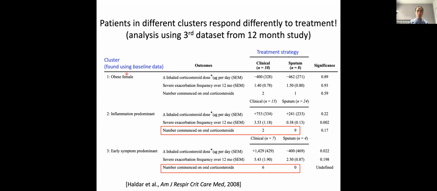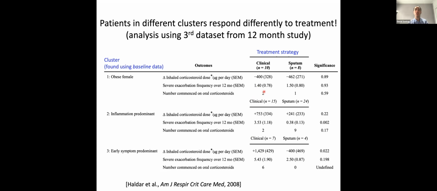So what you see here is that along the three different sets of patients, the first category of patients, what the authors called the obese female cluster, if you look at the outcomes, for example, severe exacerbations and the number of times that they had to start oral corticosteroids, which is a measure of severity, both of these numbers are very low. So these are patients who were not really affected by either treatment strategy. There's no statistically significant difference.